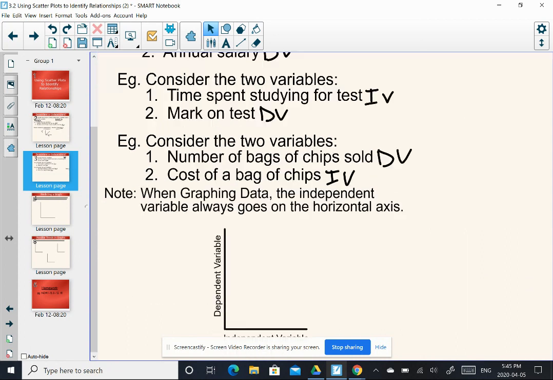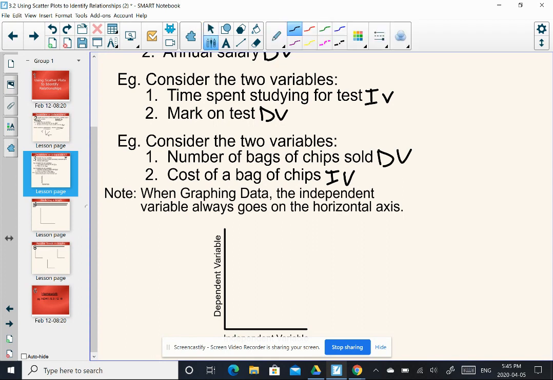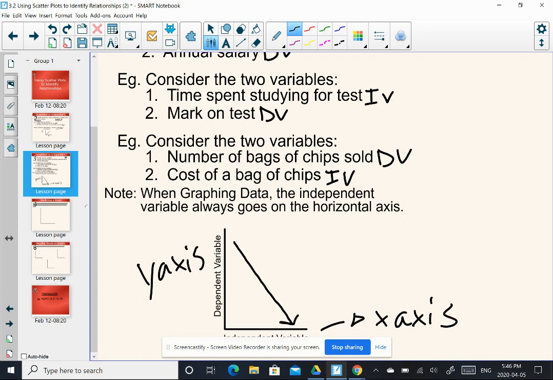And just to end this little review on independent and dependent variables, the dependent variable will always go on the y-axis. This was the y-axis here. And the independent variable always goes on the x-axis, or the horizontal axis. Just for that last one with the bag of chips, I was thinking that as the cost of the chips goes up, the number of bags of chips should go down. So you'd get it going down like that. And, at a very small cost, you'd expect the number of chip bags sold to be quite high.